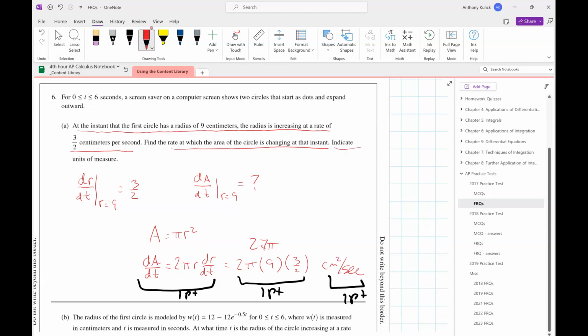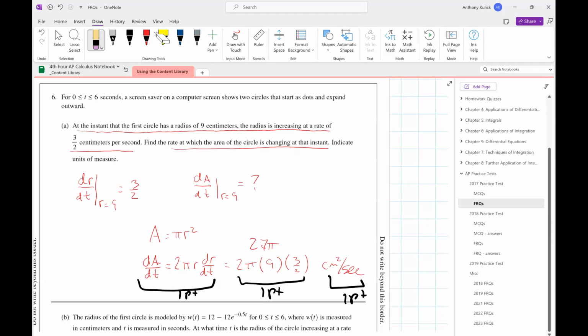Well, again, when it says indicate units of measure, that's going to be a point. That'll always be a point. If they ask for the unit of measure, that's a point. If you can just write down the unit of measure, even if you can't do anything else, that's a point. Pick those up because they're just laying around for you, right?